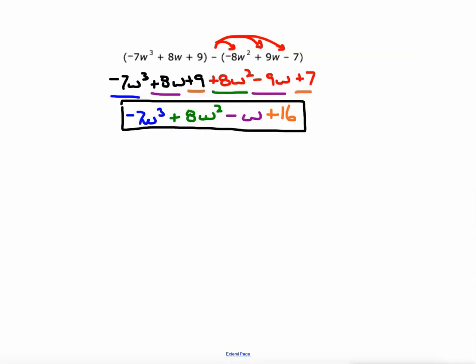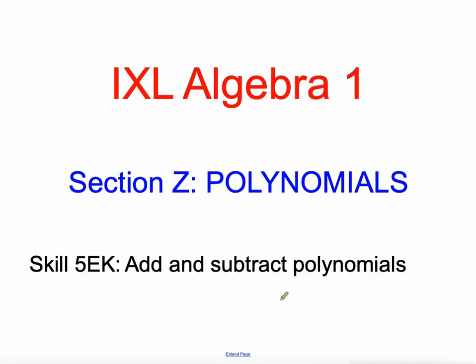So this short video should help you with adding and subtracting polynomials. I don't think you'll have too much trouble with it. And that is section Z, polynomials, of IXL's Algebra 1 skills.